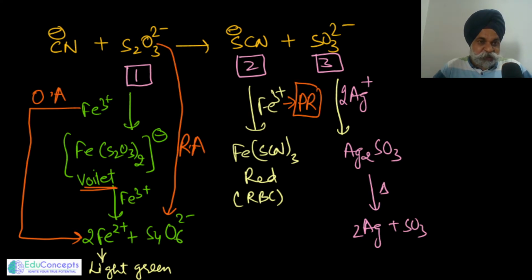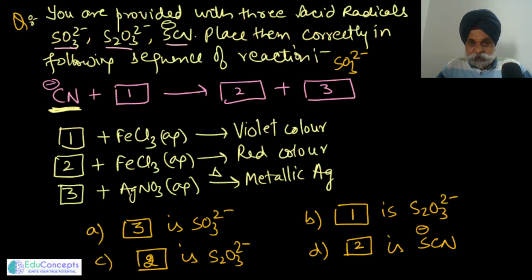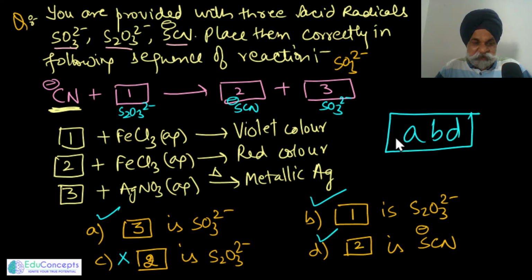Now let us go into the options and what they have said about them. We are almost near the answer. This we found to be SO3 2-, and 2 is the thiocyanate ion, and this is the sulfite ion. So what options do they have? Third is a right statement. 1 is also a correct one. 2 is thiocyanate, this is a wrong one. And second is a correct one. So A, B, D is the right answer. I find this question very, very interesting and important.